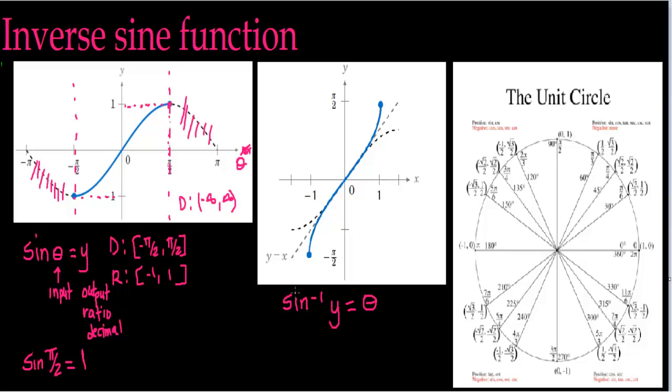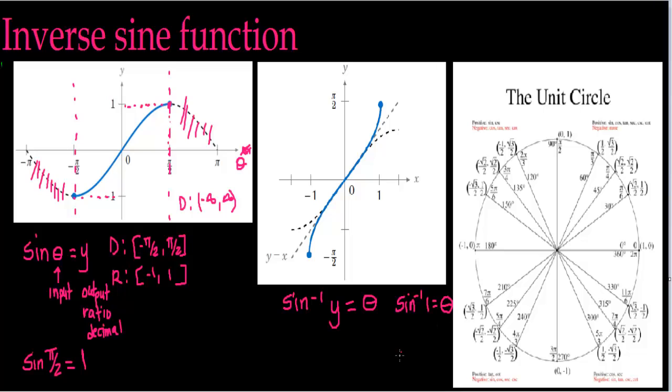Okay, so now we're working backwards. On this graph, we would say the sine of what angle equals what? Now I'm saying the inverse sine of this number is equal to what angle? So let's take this same example we have here. If I say the inverse sine of 1 is equal to what angle?